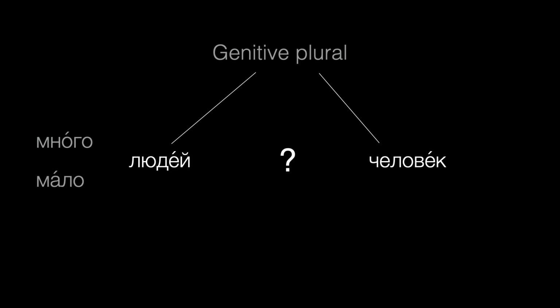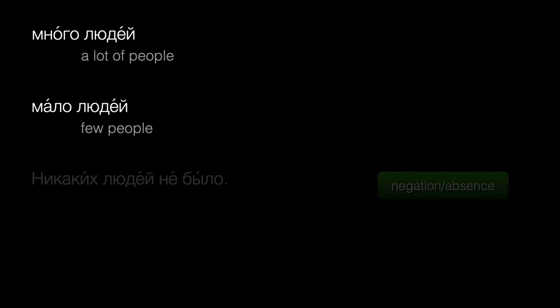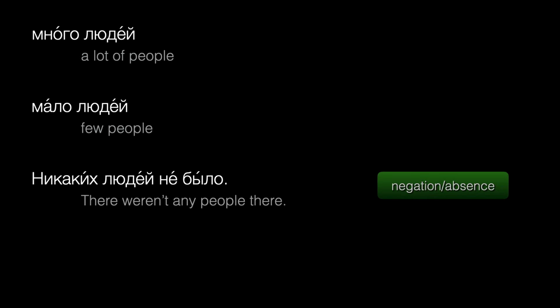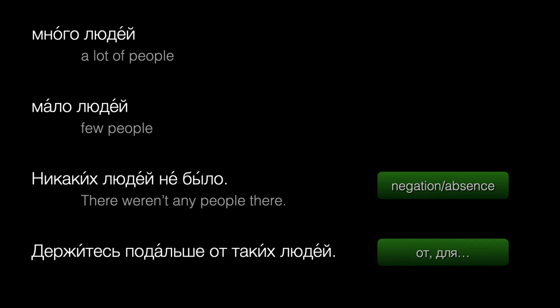Use людей after много, мало. Много людей. Мало людей. And most other times that you need the genitive plural, like with absence. Никаких людей не было. Or with prepositions that govern the genitive. Держитесь подальше от таких людей.